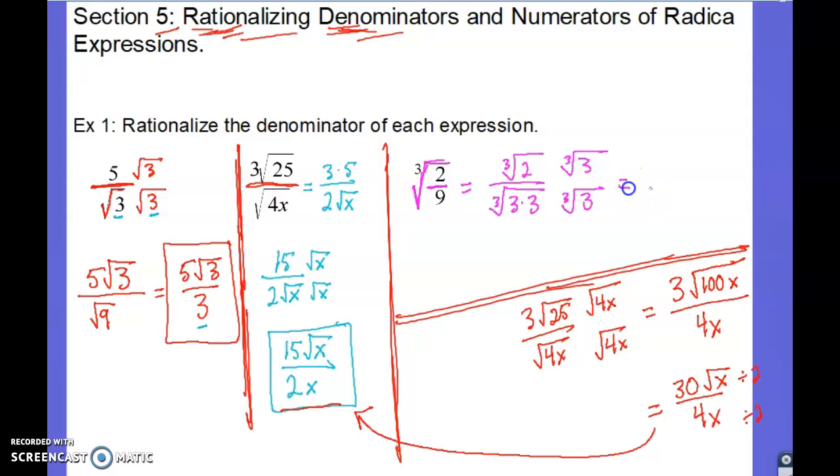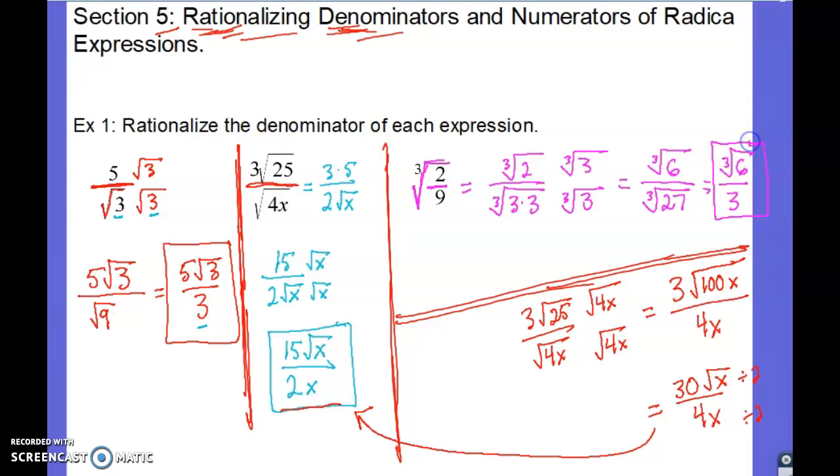And why does that work? Because we now have the cube root of 27 in the denominator, and in the numerator we have the cube root of 6. Well, we know the cube root of 27 is 3. And that is your final answer.